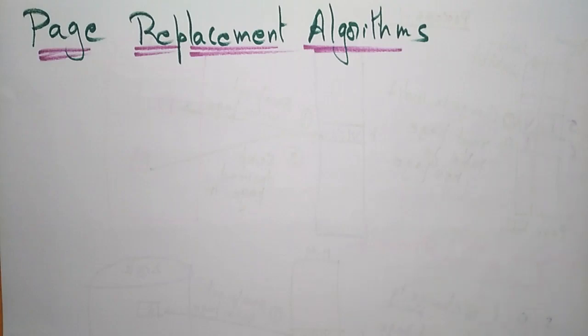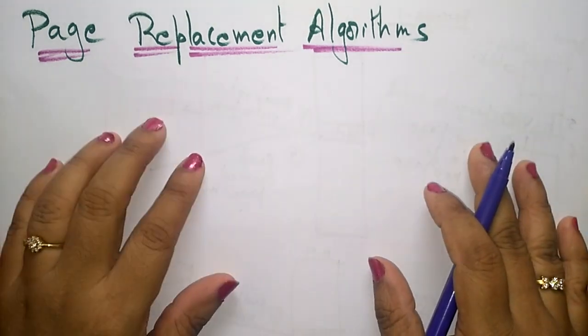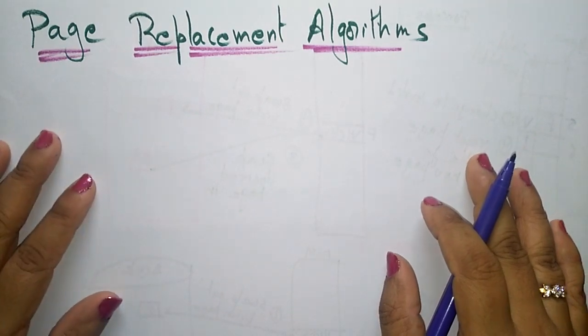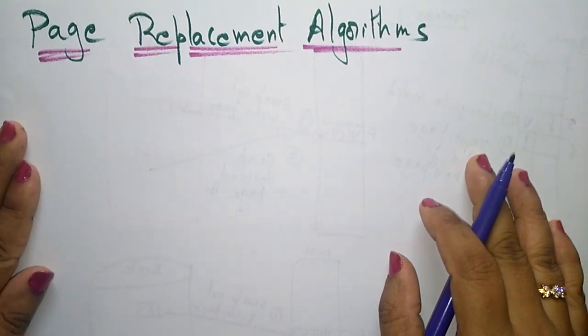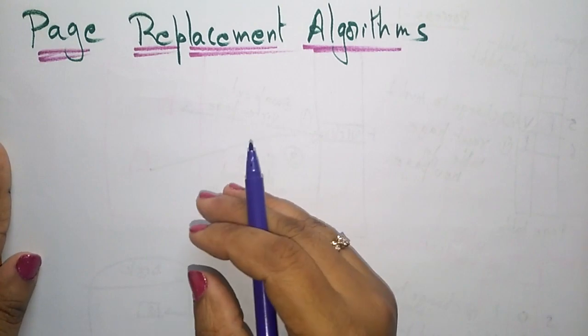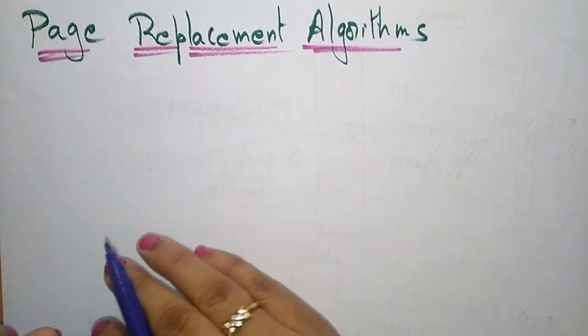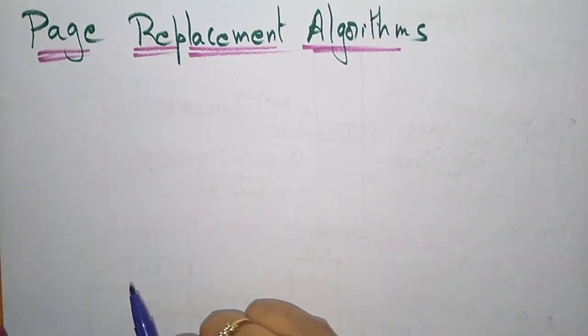Hi students, welcome back. Coming to the next topic, that is page replacement algorithms. The page replacement algorithms are used to decide which frame has to be replaced, and which replacement algorithm shows the lowest page fault rate. That will be decided with the help of these page replacement algorithms. Actually, this page replacement algorithm decides which memory page will be swapped out when a page of memory needs to be allocated.